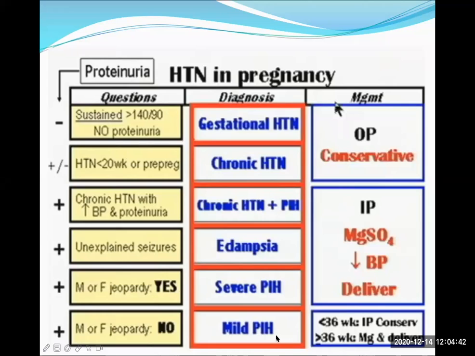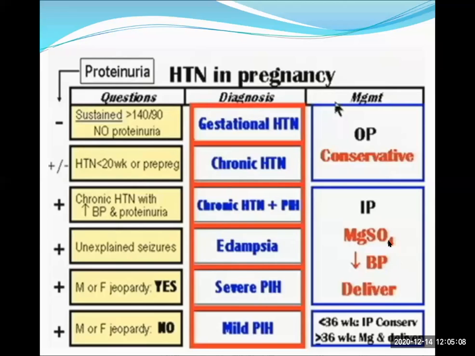And mild PIH, pregnancy-induced hypertension is the short form, there is no jeopardy of mother or fetus. How to manage it? These are the conservative management, and these are the inpatient management. OP is outpatient, IP is inpatient management. Magnesium sulfate, antihypertensive drug, and delivery of the baby. These are the three things.